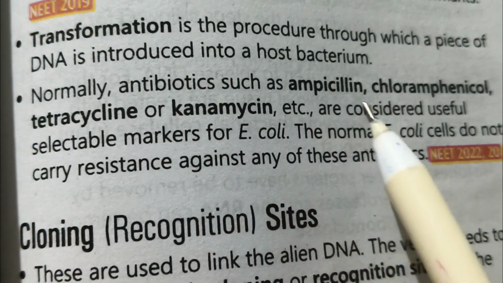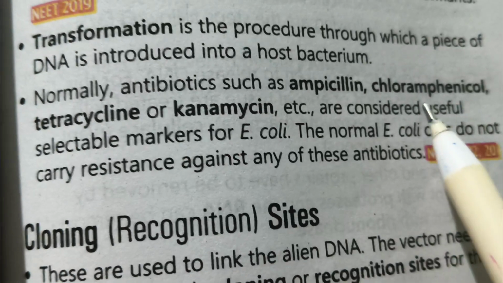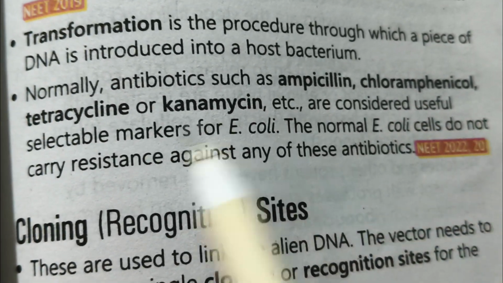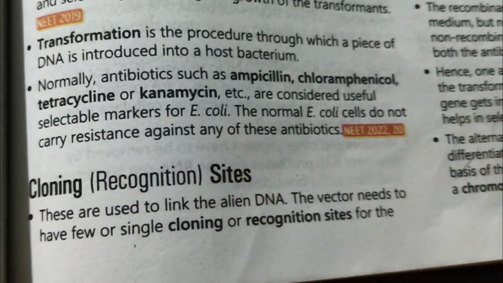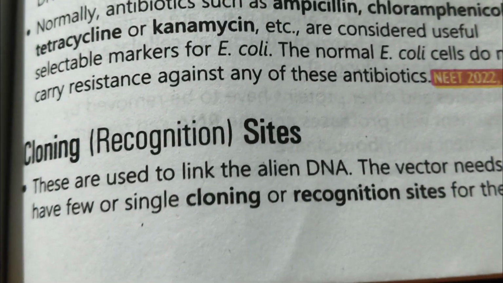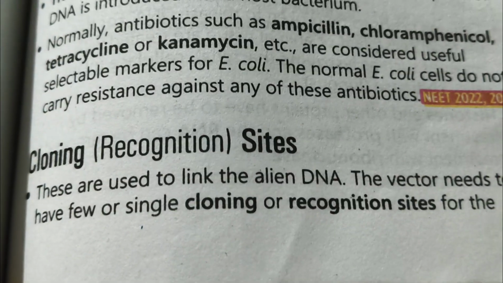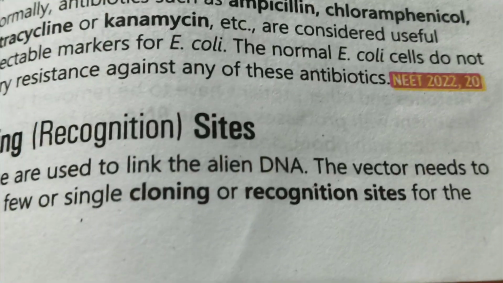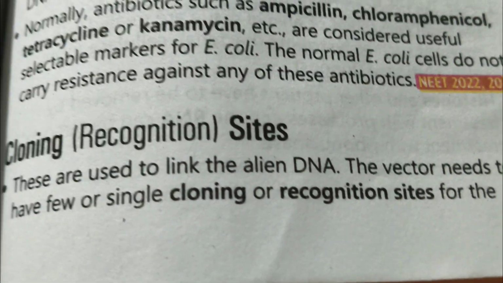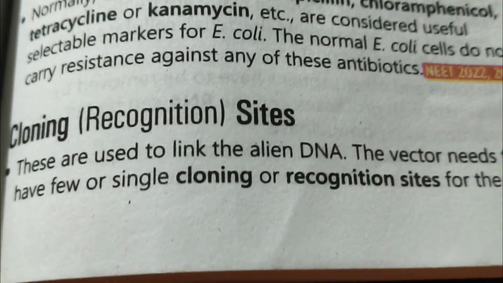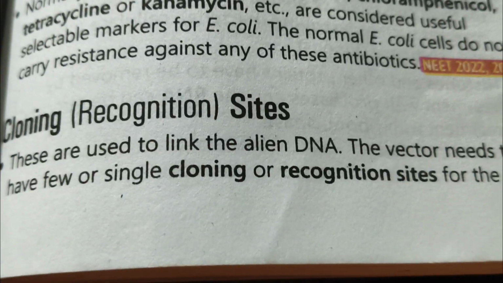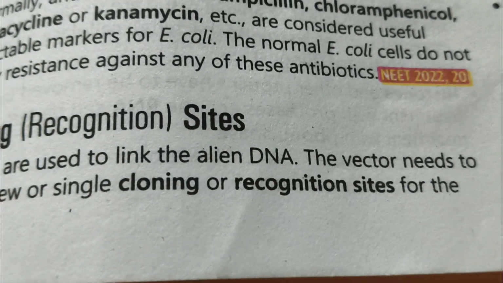Normal antibiotics such as ampicillin, chloramphenicol, tetracycline and kanamycin etc. are considered useful selectable markers for E. coli. The normal E. coli cells do not carry resistance against these antibiotics. This also came in NEET 2022 and 20. Cloning or recognition site: these are used to link an alien DNA.